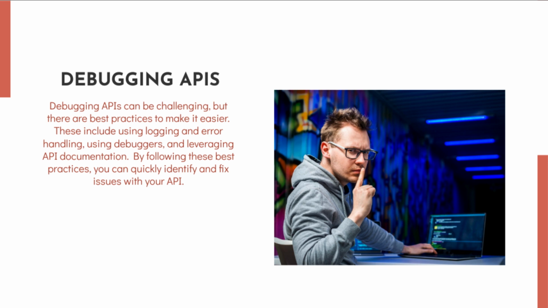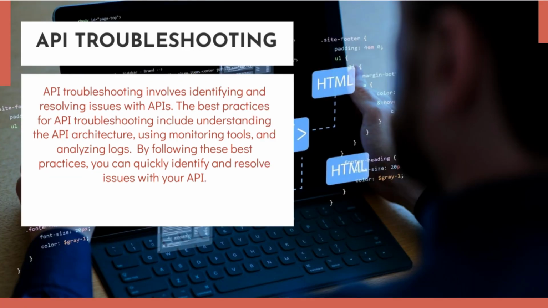5. Monitor error responses. Pay attention to error responses returned by the API. Check the status codes, error messages, and any additional information provided in the response body. This can give you insights into what went wrong and help you troubleshoot the issue.